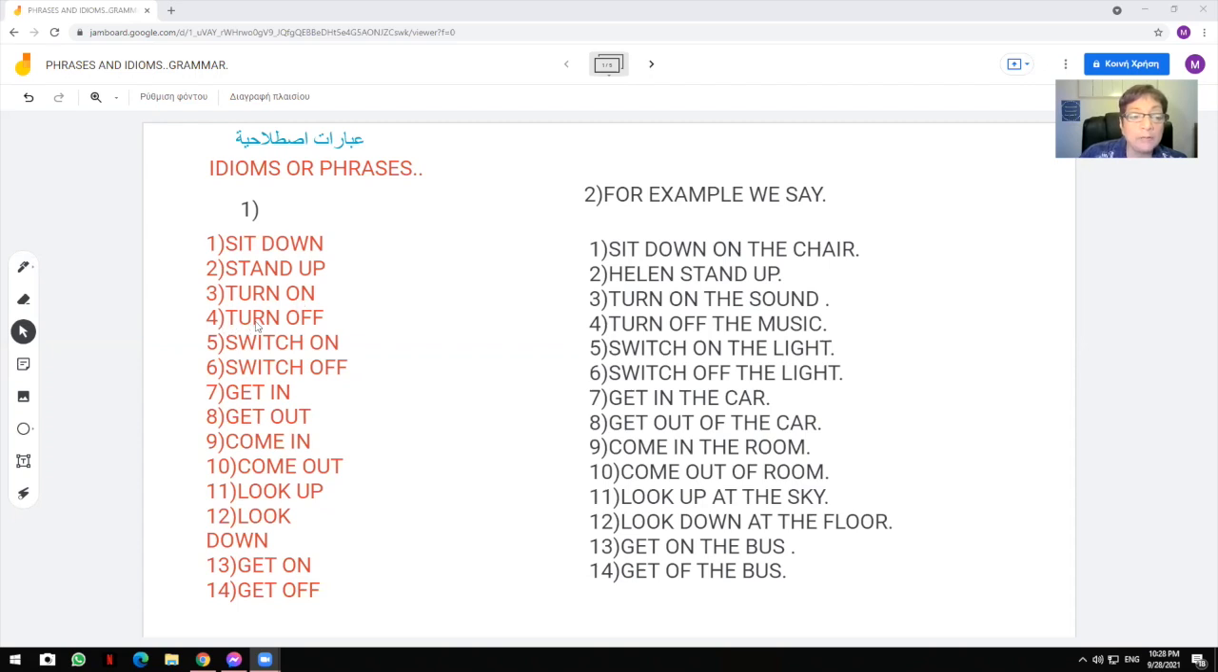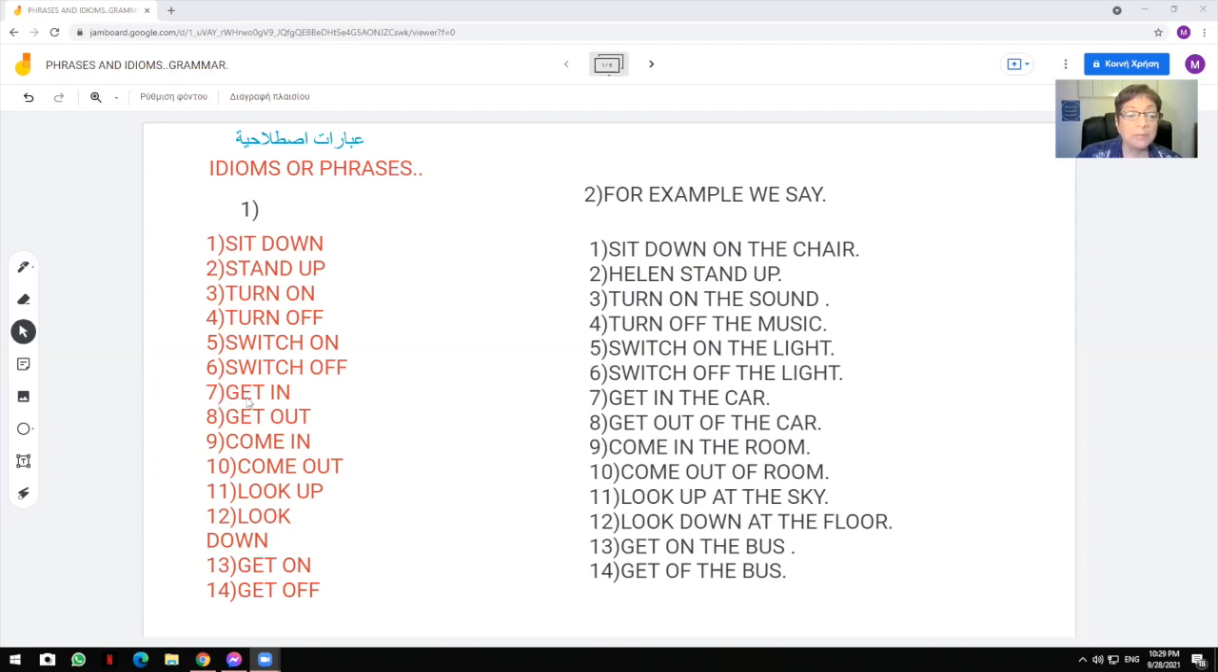Number four is turn off. Turn off, يعني لما بتطفي التلفزيون أو الراديو, بتقول turn off. Number five is switch on. Switch on, بنقوله لما يكون في زرار كهرباء عشان تولع وتطفي, فبتقول switch on, يعني ولع, و switch off, يعني نطفي.